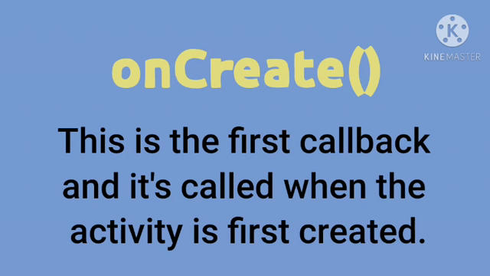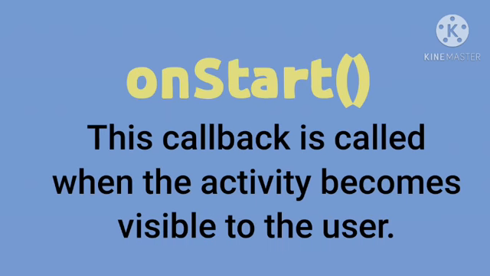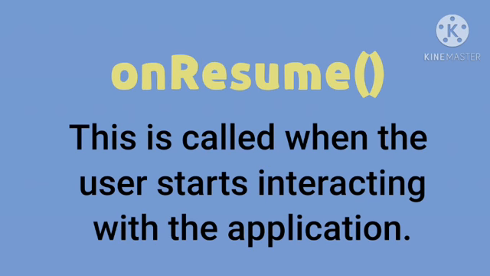When the app is launched, the first method that is called is the onCreate method. Then when the activity that was created from the onCreate method becomes visible to the user, the onStart method is called. Then when the user starts an activity with the onCreate callback method, the onResume method is called by the Android system.